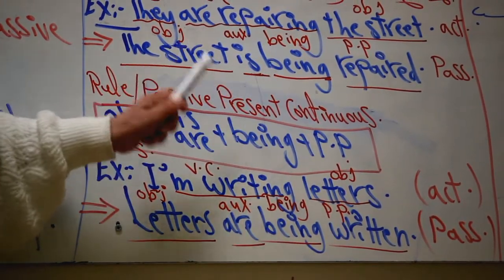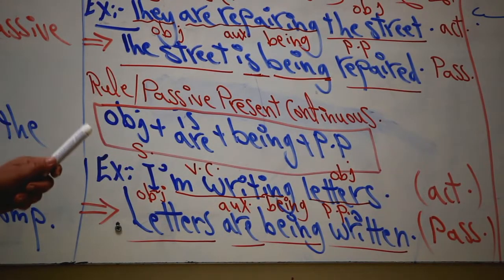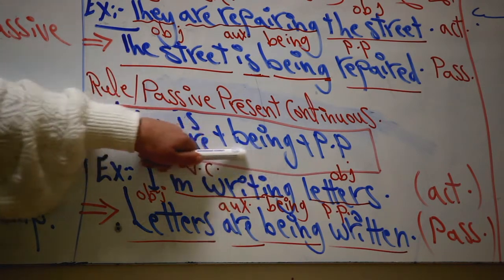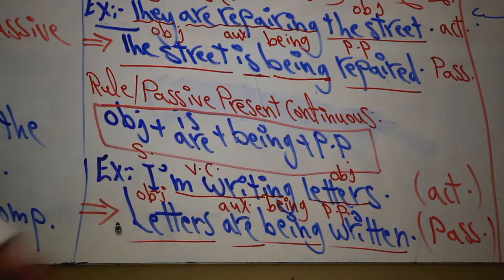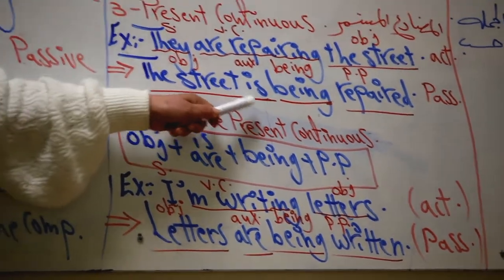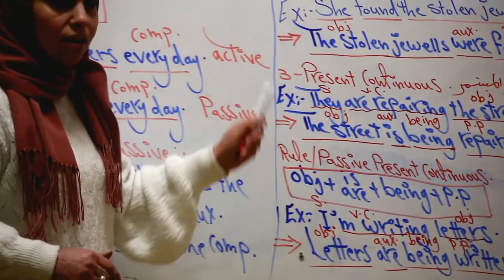المضارع المستمر المبني للمجهول قاعدته object is are زائدا being، ركزوا لي على being، زائدا past participle. Okay, so here I have what? Is, because I have the object, it's singular.